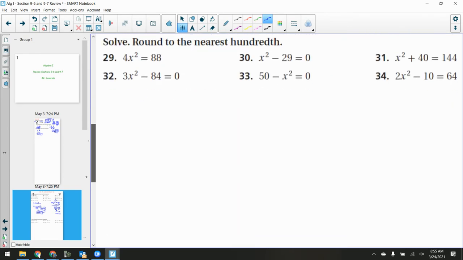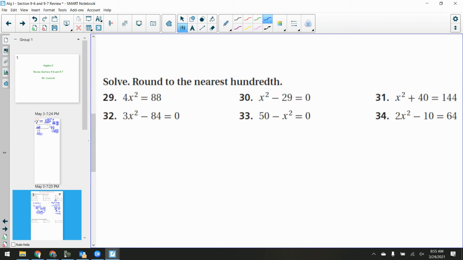Okay, we got 29 through 34 now. These should all be decimals. What'd you get for 29, John? Plus or minus 4.69. Very good. Number 30, Hayden Rudder, what'd you say? Good. I'd say 5.39, but I would accept 5.38 as well. Ben, what'd you get for number 31? Good. Or 10.20. That's what the book has. Number 32, Berkeley, what'd you say for 32? -5.29. Very good. And number 33, Alex?